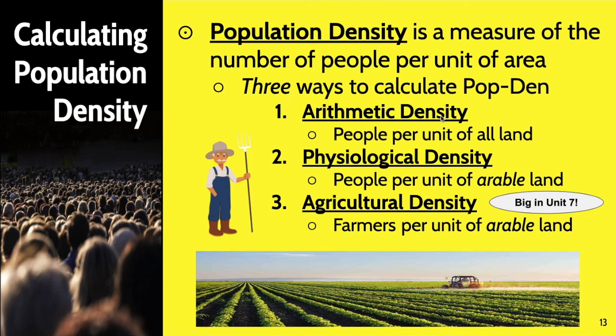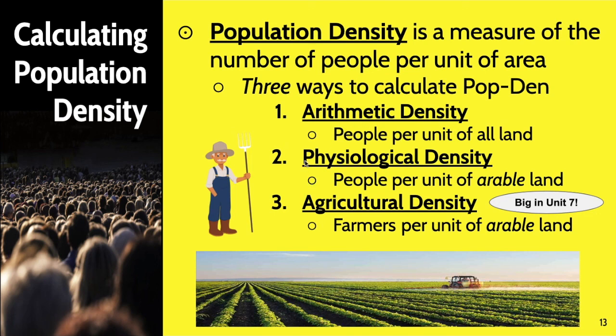The one that we usually are using is what's called arithmetic density. It's just numbers, okay? Some people pronounce it arithmetic density. You've probably heard that term arithmetic used before. So this is just the number of people per unit of all land. Okay, so just people per unit of land. So it has nothing to do with what we see down here, which is like farmers or farmable land. It's just people per unit of land. That's population density or arithmetic density.